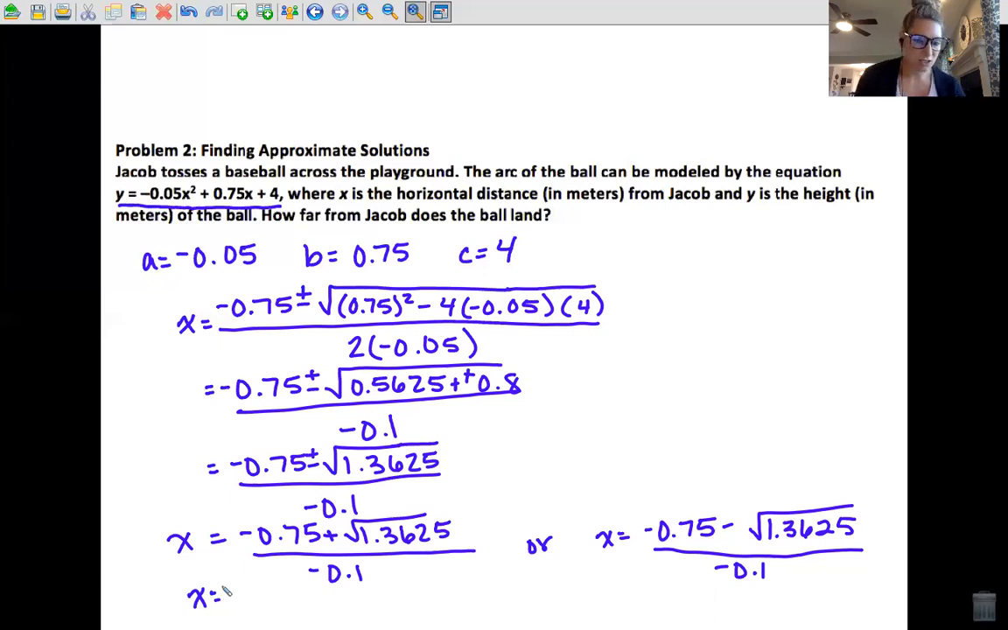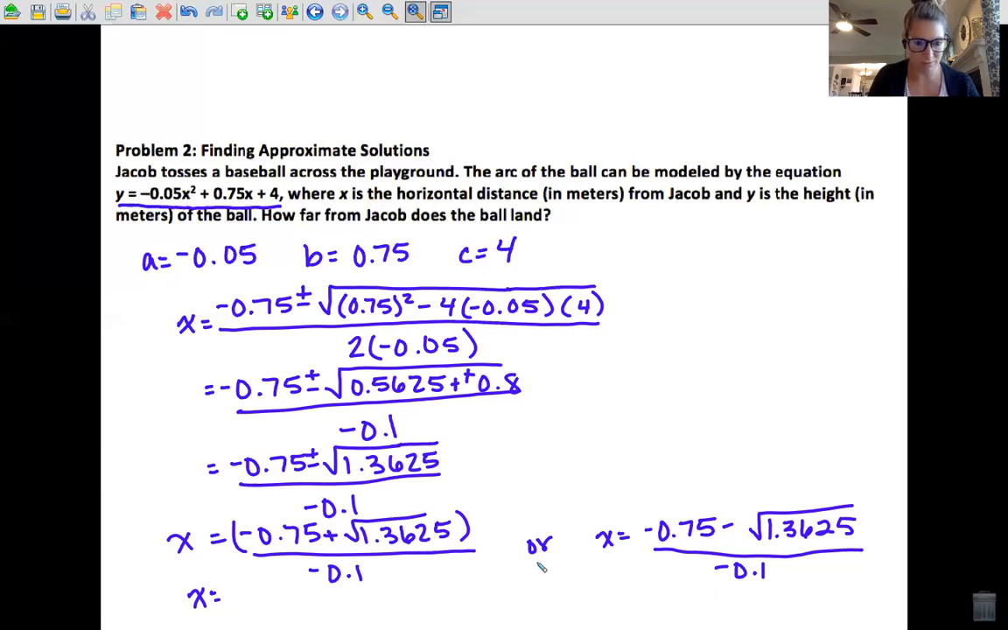You can either put the top part in parentheses, like all of this in parentheses, and then divide by negative 0.1, or you can just do the top part, hit enter, and then divide by negative 0.1. So either way you do it, it's fine. Just make sure you find the answer of the top part first before you divide.